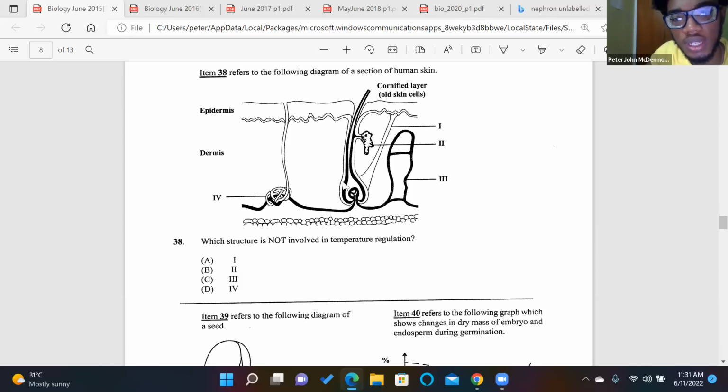This is the sebaceous gland. What's this? What's 1? Oh, the erector muscle. Erector pili. I know you guys would have to know that. 3 is a blood vessel, so yeah. So what do you think 4 is?